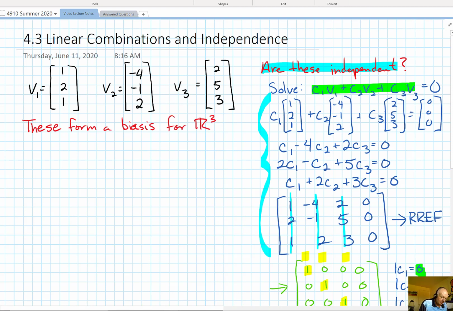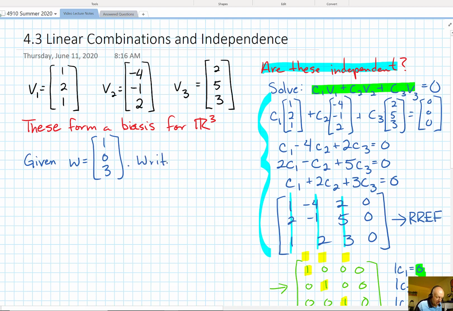Now, what does that mean? What does it mean to be a basis? That means if you give me any other vector in R3, I can find a linear combination of v1, v2, and v3 that equals that vector. Let me show you what I mean here. I'm just going to pull one out of thin air. Given W equals 1, 0, 3.